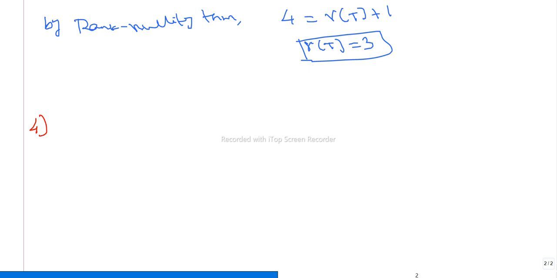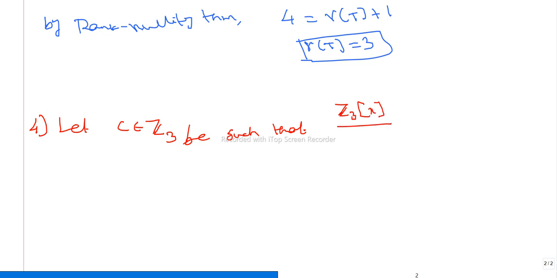Now the question is: suppose we take C in Z3, the integers modulo 3, which contains 0, 1, 2. For what values of C is the quotient Z3[x], the polynomial ring with coefficients in Z3, by the ideal generated by the polynomial x cube plus C times x plus 1, a field? Then what is C? For what values of C is this quotient a field?